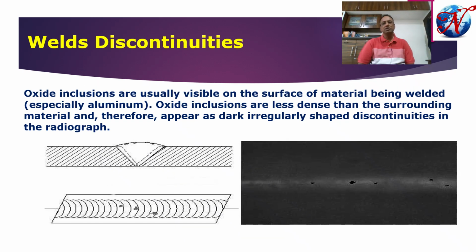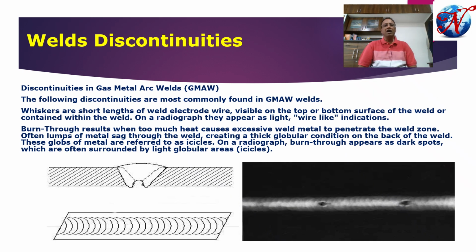This is the oxide inclusion, that is black irregular like slag, visible on the surface of the material being welded, especially in aluminium. Oxide inclusions are less dense than the surrounding material and therefore appear as a dark irregular shape discontinuity in the radiograph. And in the case of GMAW particularly, the discontinuity known as whiskers are short lengths of weld electrode wire visible on the top or bottom surface of the weld and contained within the weld. On a radiograph, they appear as a light wire-like indication.